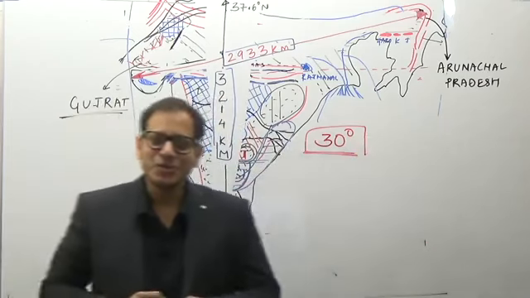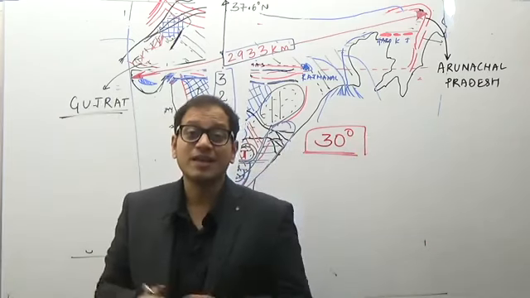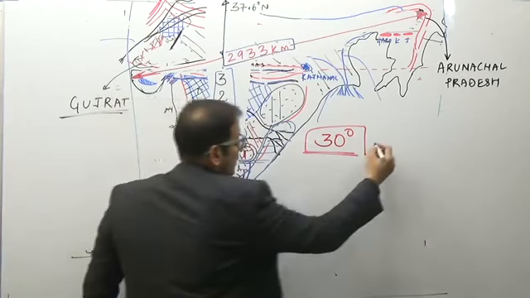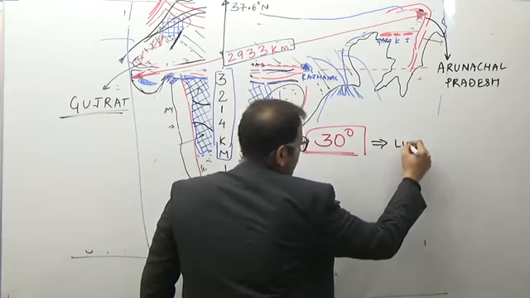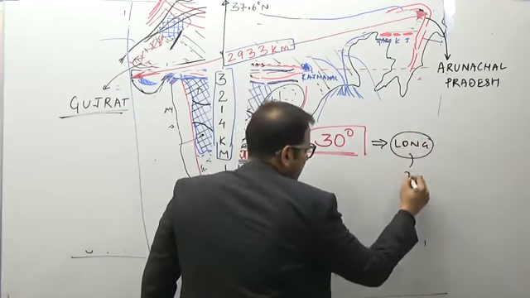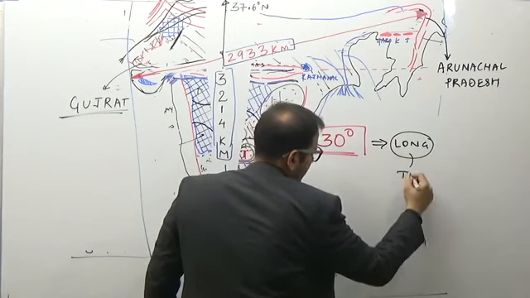What are the longitudes useful for? They are useful for calculating. So it is 30 degrees in terms of longitudes. What is the use of longitude? Longitude is used for calculating time.